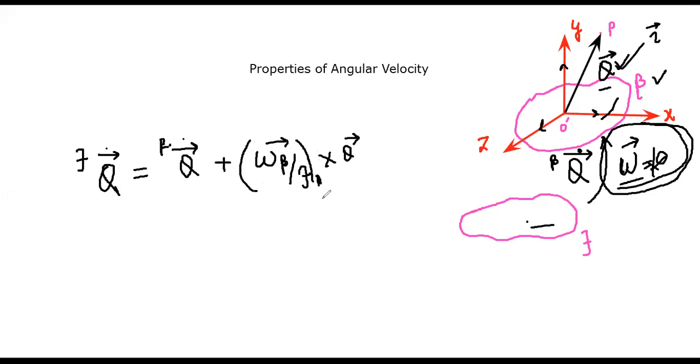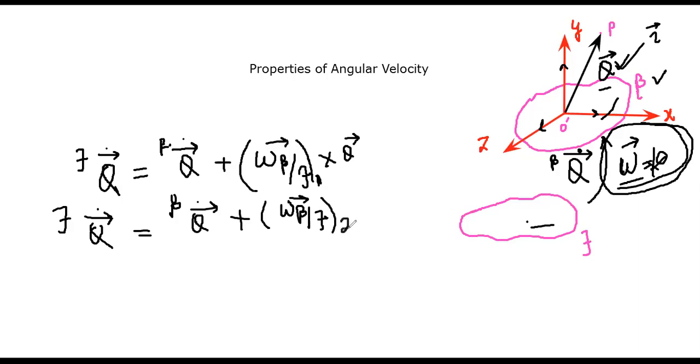Let's suppose there is some other value of the angular velocity that satisfies this equation. So we can write this equation as: the derivative of the vector with respect to the ground frame of reference is equal to the derivative of the vector with respect to the beta frame of reference plus the angular velocity of beta with respect to ground, some other value which we write as omega 2, cross product with the vector q.